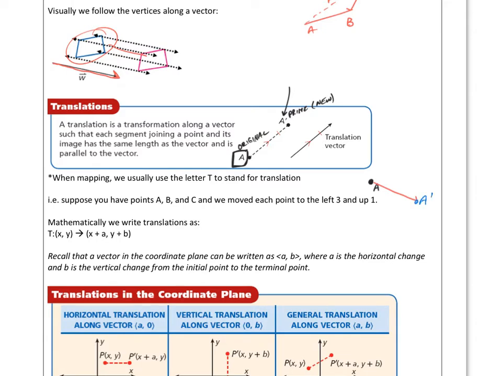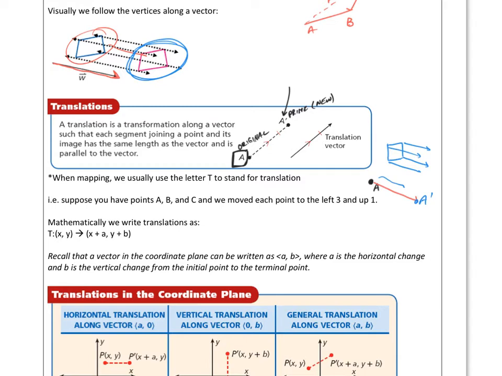And now if there's any other points attached to A, they all move like that. So if I had a square, for example, they would all move that same distance to create the new shape, just like I did up there.